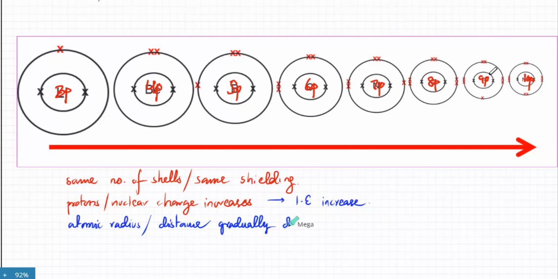So it gradually decreases. And this one is so that means ionization energy would increase. It would become harder to remove electrons because the electrons are becoming closer to the nucleus. Okay, so the third factor is also saying that. What about the next one after that?